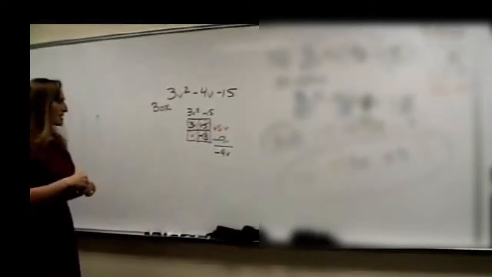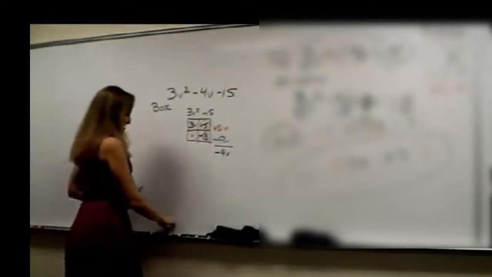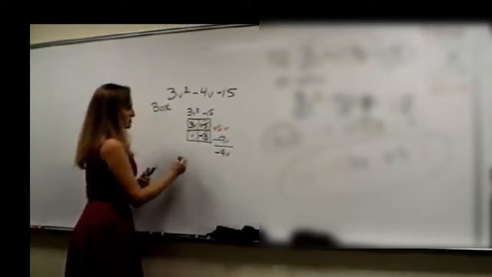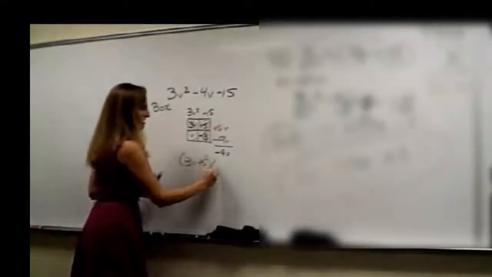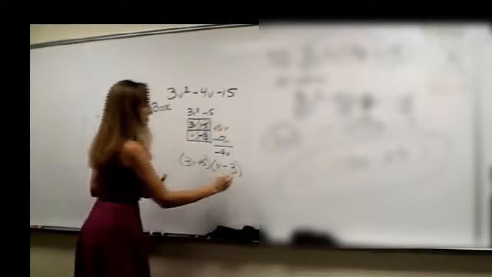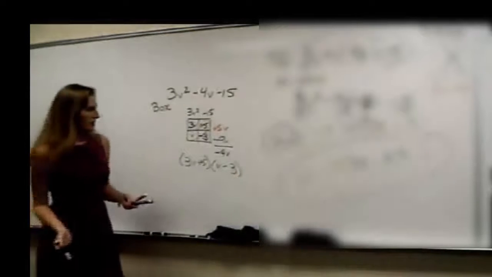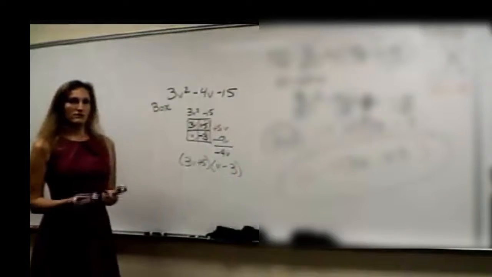with that 5. Now my factors are going to be my rows. So when I read back to get my rows, I'm going to choose 3v plus 5, and the other factor is v minus 3. Now Professor Kasha, my factors were in a different order than yours.